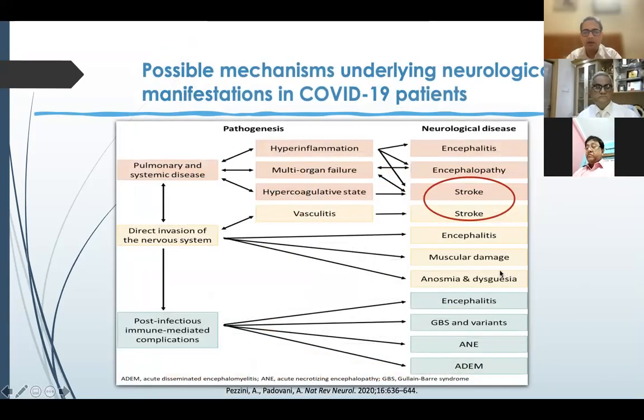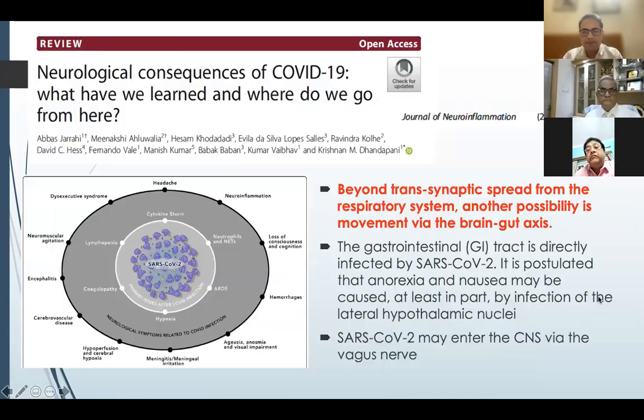Now, this is again almost a similar kind of illustration, where different neurological diseases can be caused by a combination of different pathological mechanisms following COVID, like direct invasion, hypercoagulable state, or post-inflammatory conditions leading to GB syndrome, ADEM, or acute hemorrhagic leukoencephalitis.